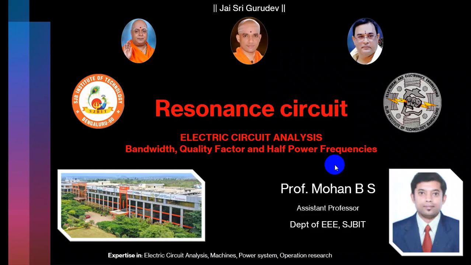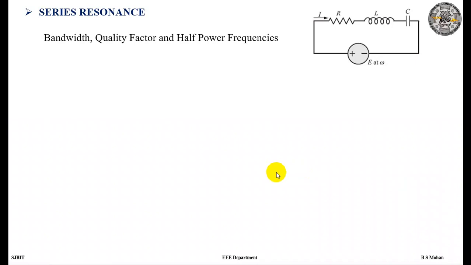So in this video on resonance circuits, you'll be able to understand and see the derivation and the concepts with respect to bandwidth, quality factor, and two cutoff frequencies or half power frequencies. So at resonance, we know I is I max and the power dissipated is given as I square R.